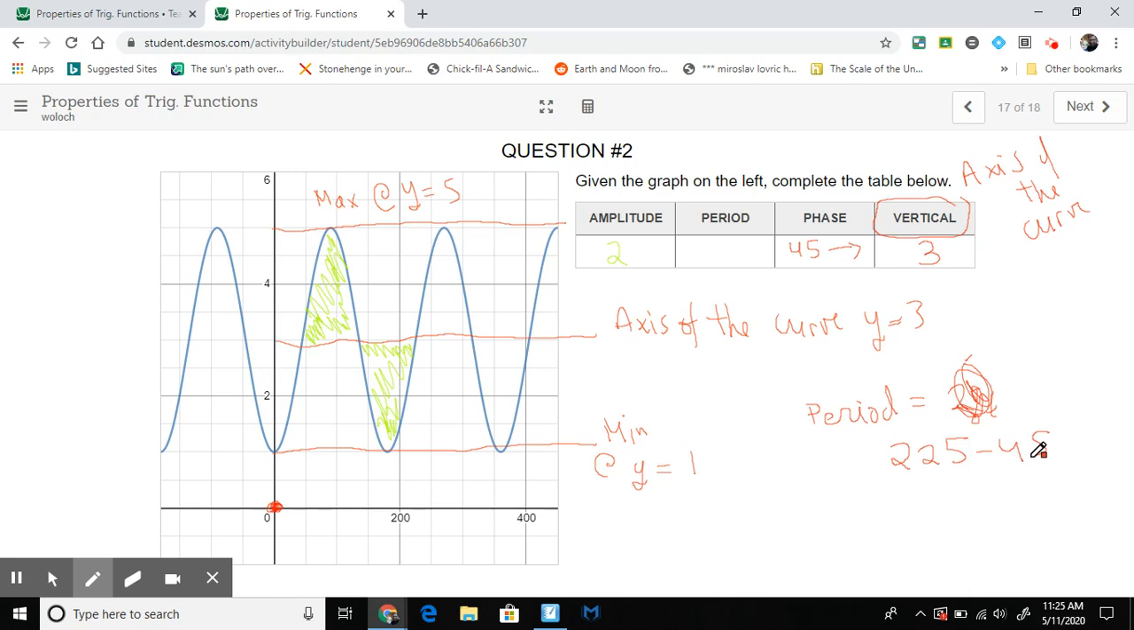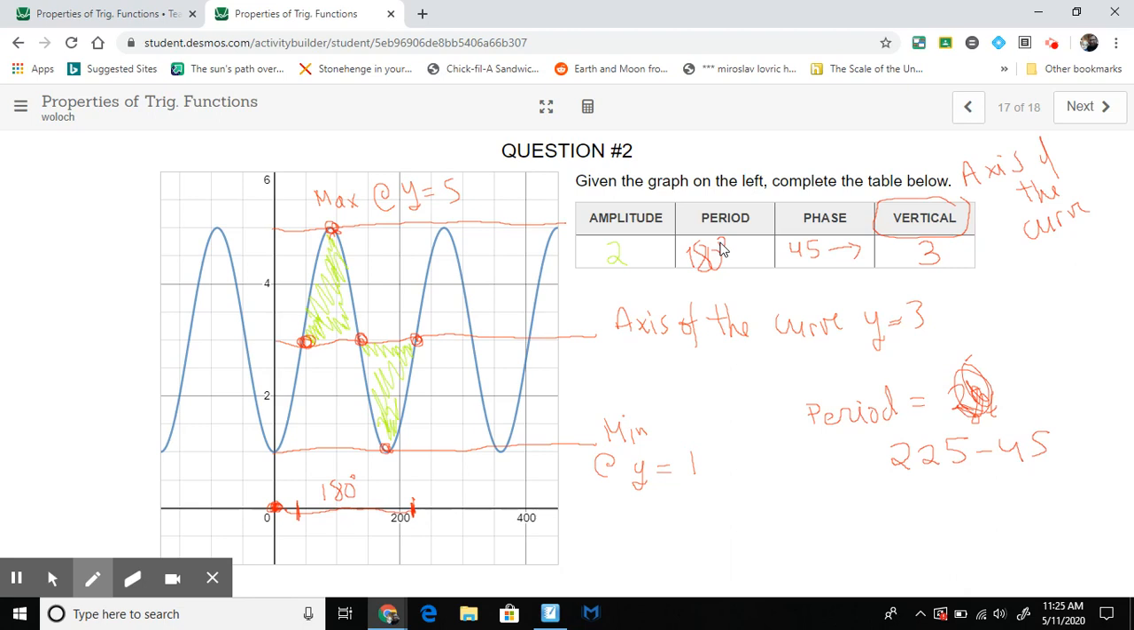Now, where I do that, I chose to start from here and then went to here, then went to here and went to here and went to here, right? So this whole distance, right, is 180 degrees, right? So the period of this function is 180. All right.